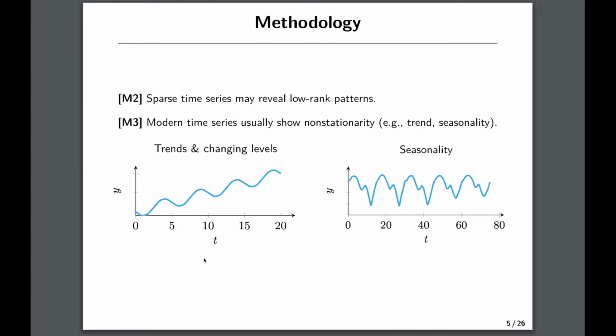The last motivation of this research is that modern time series usually exhibit non-stationarity. Non-stationarity is a very technical issue in time series modeling. This is an example showing a non-stationary time series. In this time series, we can see strong changing levels, so this is non-stationary. This is another example from a traffic speed dataset, and in this example, we can see strong seasonality. This is also non-stationary.